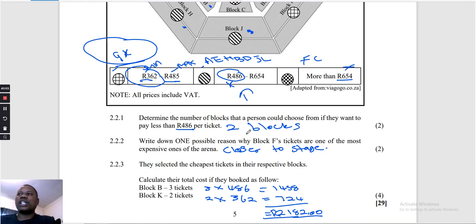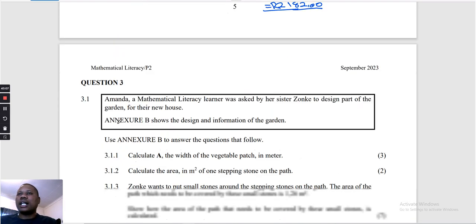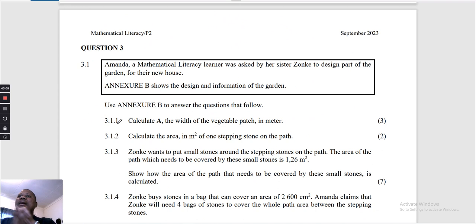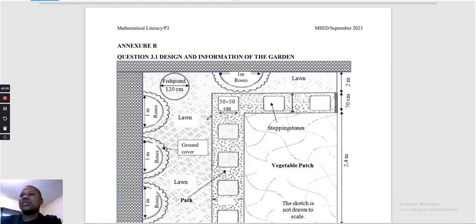Let's go to question number 3. Okay, question number 3. Amanda, a mathematical literacy learner, was asked by her sister Zonge to design part of the garden for their new house. So annexure B shows the design and information of the garden. Let's go to annexure B.